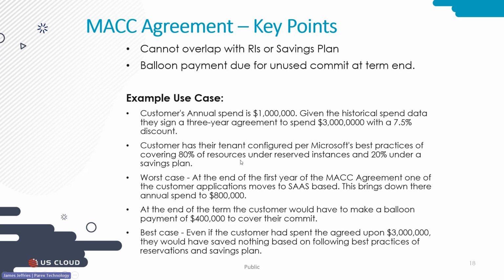Now let's go over a couple scenarios, one being the worst case, and I have actually witnessed this with customers. I worked with someone a few years ago that had to make a $6 million balloon payment to Microsoft. So worst case, at the end of the first year of the MACC agreement, one of the customer's applications moved to SaaS. Let's assume they had some kind of EMR or business line application that got moved to a SaaS platform, and now there's a couple dozen servers they no longer need in Azure. So instead of their annual spend being $1 million, it's now $800,000. If this scenario took place at the end of that 3-year term, the customer would have to make a balloon payment of $400,000 to cover their commit.